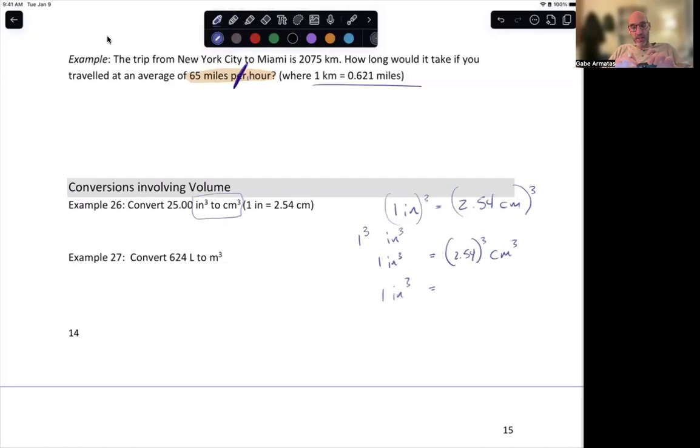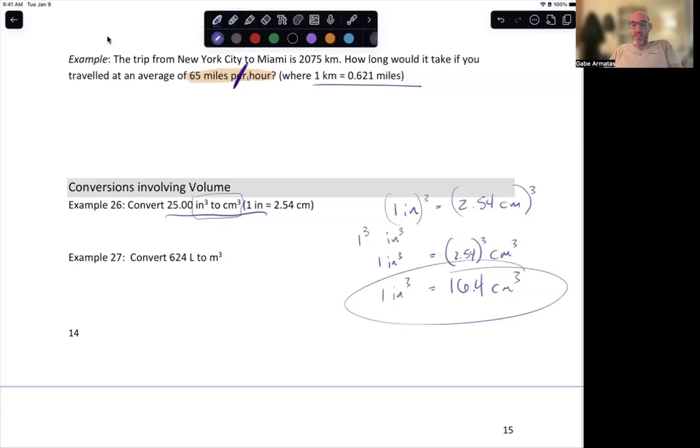So if I take a look at 2.54 cubed, I end up with 16.4 centimeters cubed. Now that I have the conversion factor, I can now do that conversion. So I'm going to write that out and solve for it. So how many cubic centimeters do you have from that?